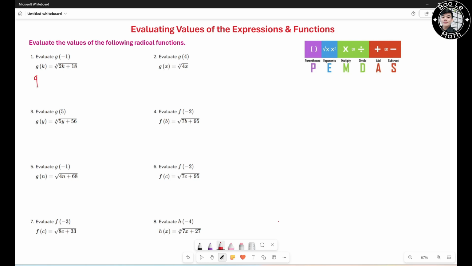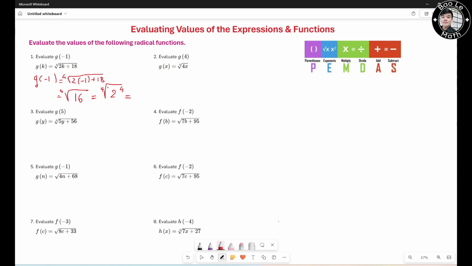So we have g of negative 1 equals 4th root of 2 times negative 1 plus 18, right? And then it's going to be 4th root of, 2 times negative 1 is going to be negative 2. Negative 2 plus 18 is going to be 16, right? So I'm going to rewrite this one as 4th root of, now 16 I can write 2 to the power of 4, right?